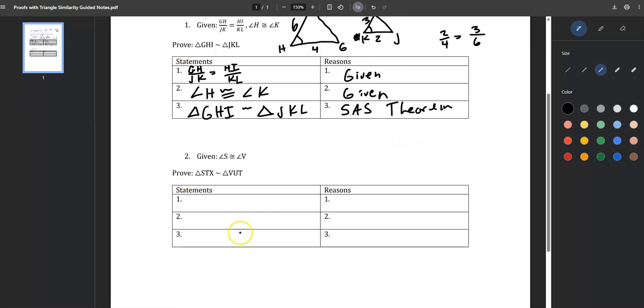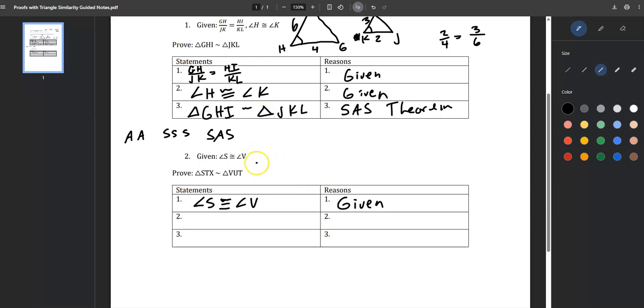So again, I'm trying to prove that these are similar. So I either have to use angle, angle; side, side, side; or side, angle, side. One of those 3 has to be the case. If I look here, I've got angles S and V congruent. So that's going to be my first statement, and the reason is that it's given. I always put those first given statements, and that's the only thing I put in there so far.